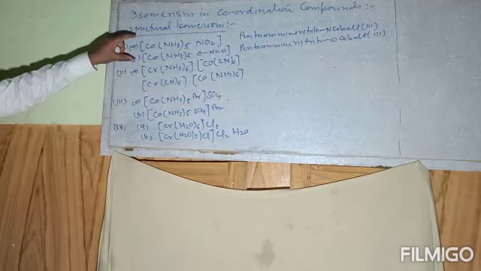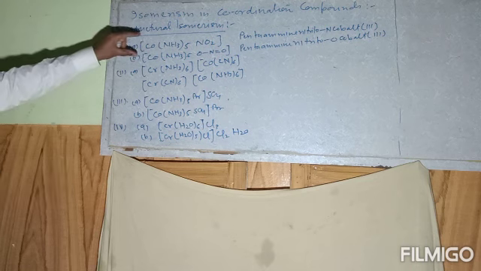This type of structural isomerism is called linkage isomerism. So these are the examples of linkage isomerism.